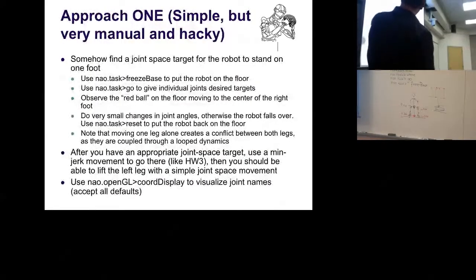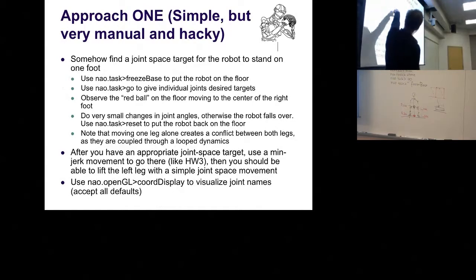Approach, so that is the hacky approach, which is very manual. What you have to do essentially is use freeze base to put the robot on the floor, and then use the go command to do very small increments to change the posture of the robot until you get the center of gravity over the foot.